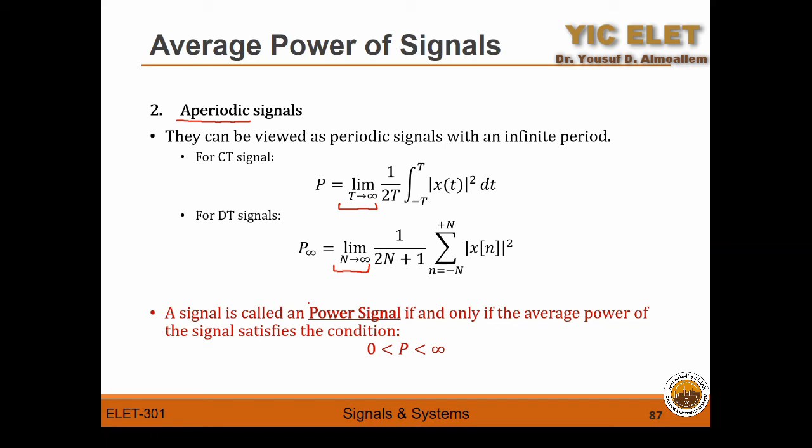So to conclude, we can call a signal a power signal if the average power is finite. So P is a finite number. It is not zero and it is not infinity. So it is a finite number. Then we call this signal a power signal.